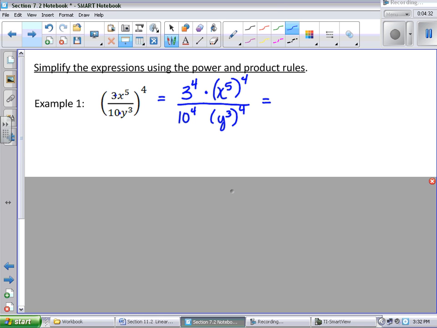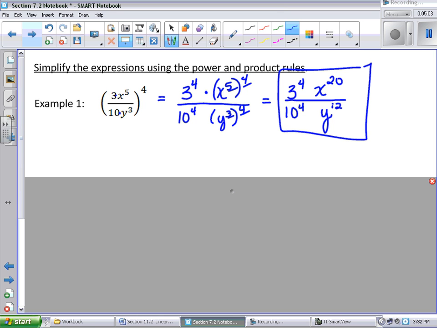Now, usually if our exponent is bigger than a 2 or 3, we don't multiply out. We just keep it in exponential form as 3 to the 4th. Now remember, x to the 5th to the 4th, a power to a power, we're going to multiply. 5 times 4 is 20, so we have x to the 20th power over 10 to the 4th times y, power to a power, 3 times 4 is 12. And there's our expression, simplified using the power and product rules.